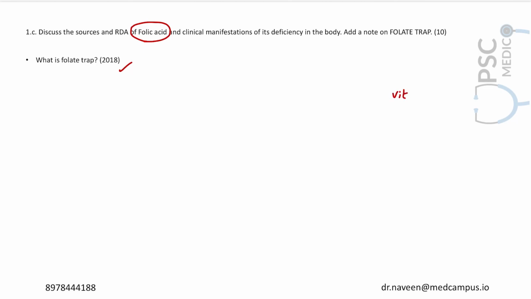So if you want me to predict the next vitamin, just look for vitamin E, because vitamin E was not asked so far. It's not important, but again, because it was not there in the previous years' vitamin questions, it can be asked in the future. Now folate trap is again a question from the test series, and folate trap was asked in 2018.